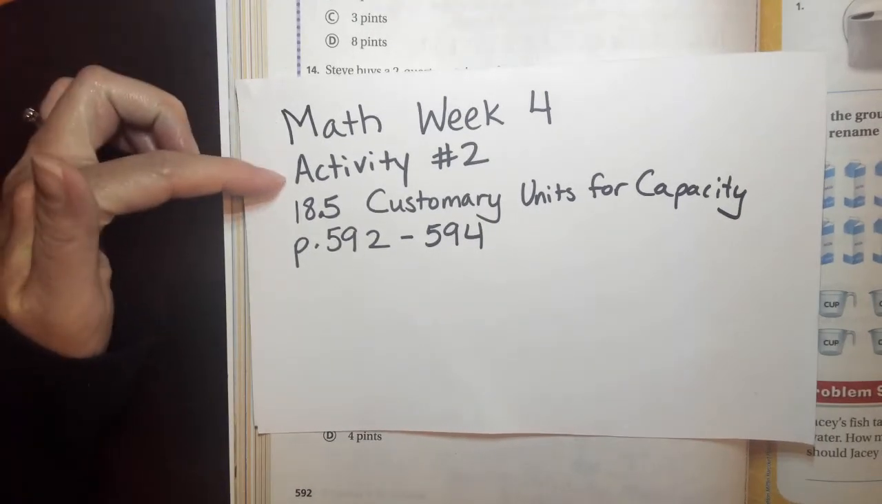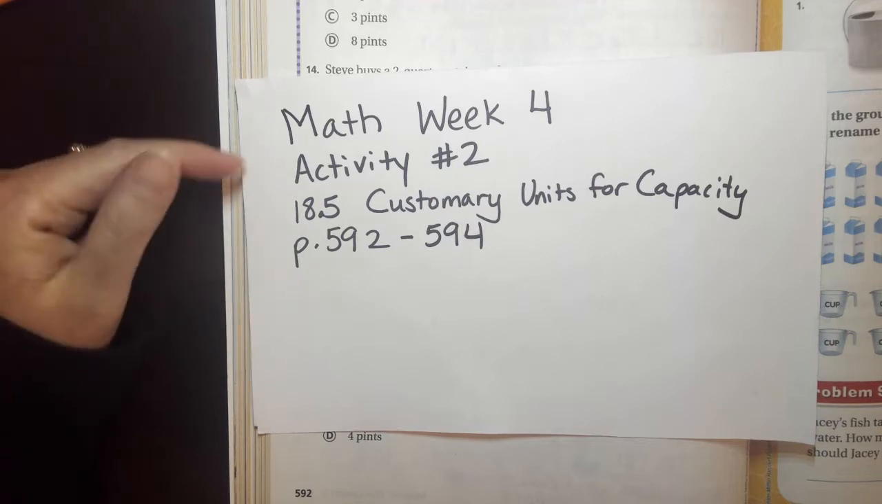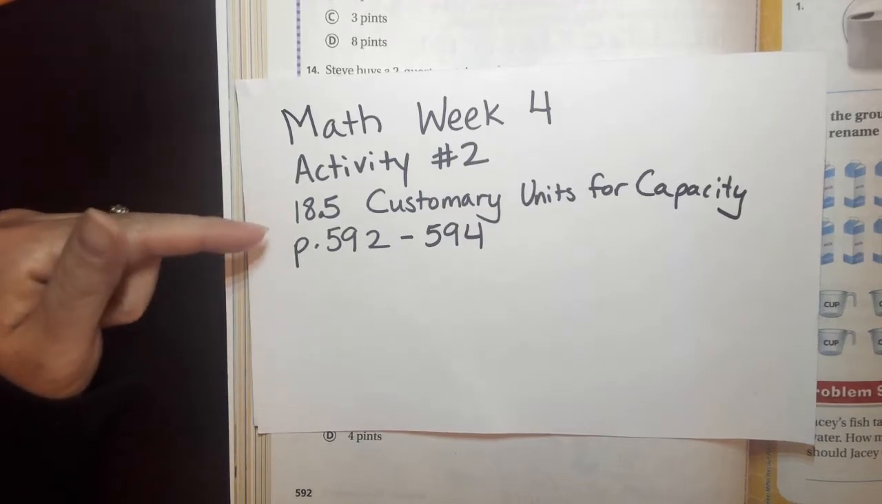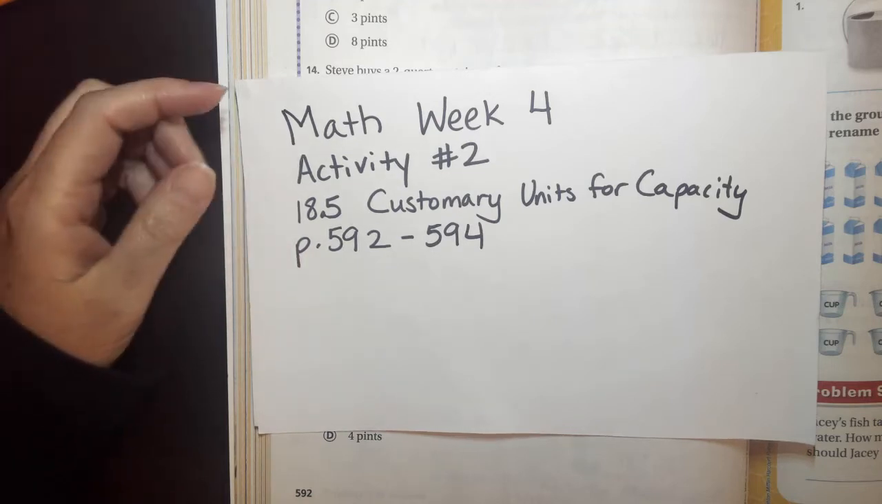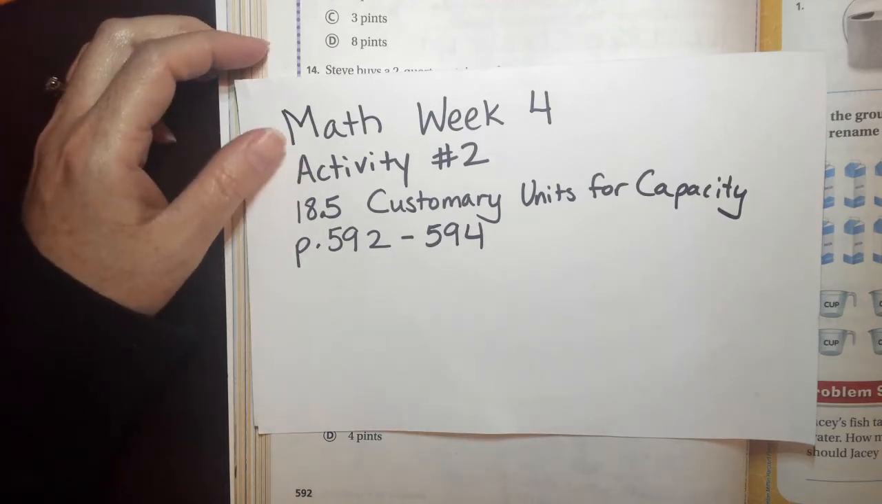This is week 4, activity number 2, and we're finishing off the lesson customary units for capacity. We're looking at page 592, but before we look at those questions, I suggest you get yourself a piece of paper and make your own Land of Gallon picture to help you with some of these questions.